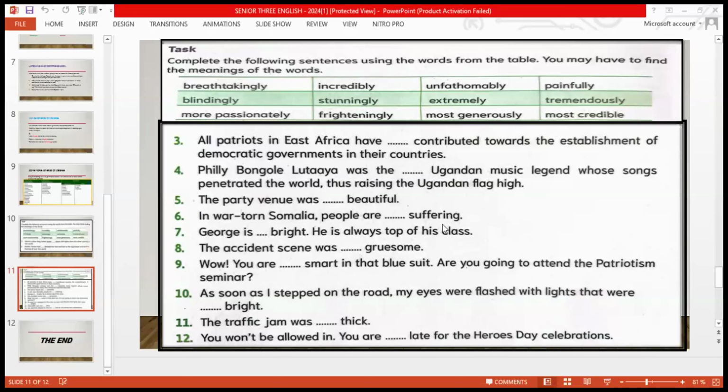Number 9 says, wow, you are dash smart in the blue suit. Are you going to attend a patriotism seminar? So my answer is, wow, you are stunningly smart in that blue suit. Are you going to attend the patriotism seminar? Okay, thank you, Trevor. That's correct. Yes, stunning is related to beauty and glam. So let's get someone for number 10.